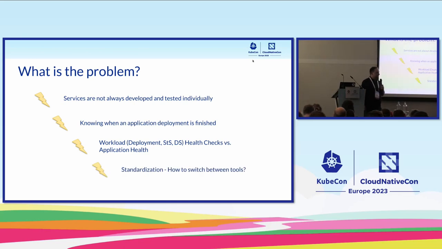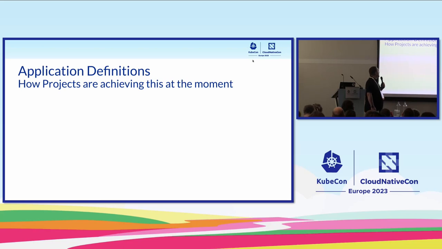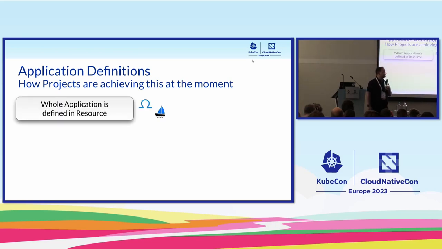And last but not least, there's a standardization issue. There are application definitions out there, but if we have five application definitions from different vendors, we don't know how to switch between them. So some weeks ago, I sat down and investigated application definitions, and I will show you some results afterwards. But at the moment, I found three types of application definitions.